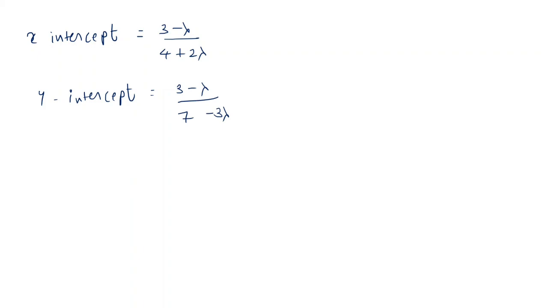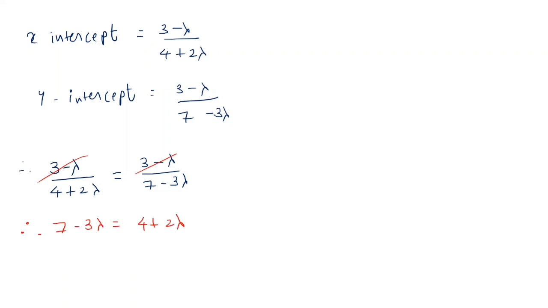Now the question was that these intercepts are equal, so I can write from the question that 3 minus lambda upon 4 plus 2 lambda is equal to 3 minus lambda upon 7 minus 3 lambda. Numerator can be cancelled from both sides, and therefore I can write 7 minus 3 lambda is equal to 4 plus 2 lambda. If I solve this expression, I will get lambda is equal to 3 by 5, which was the unknown.